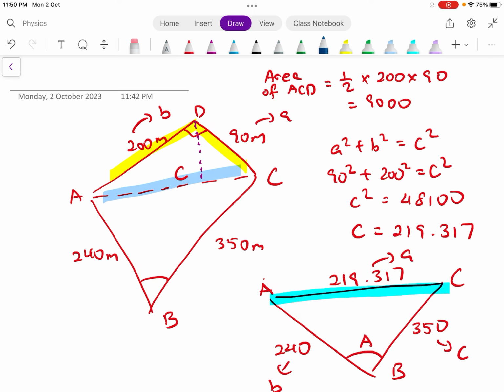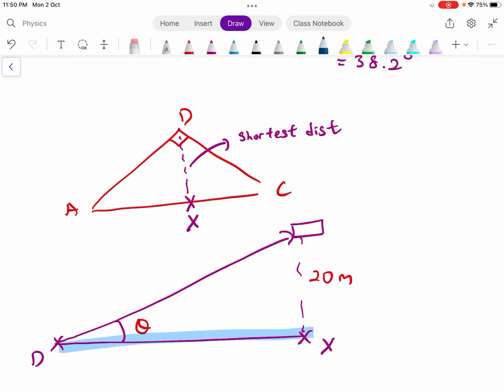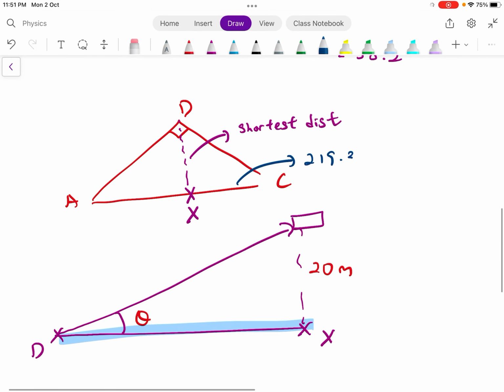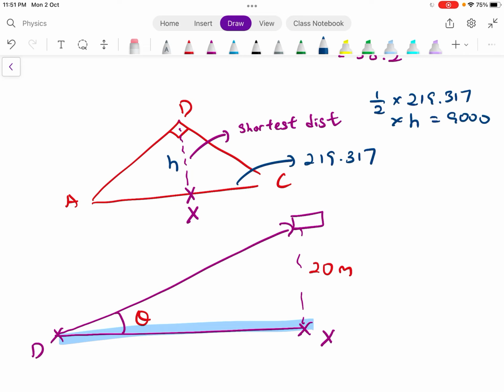I can also use AC multiplied by this height to get the same 9,000 meter square for the area. I know this whole thing here is 219.317. So I simply use that. So half times 219.317 times H. Okay, so let's do a calculation. So H is 9,000 divided by half of 219.317. So this H, the so-called shortest distance, is roughly 82.1 meter. And just recognize this H is the DX.